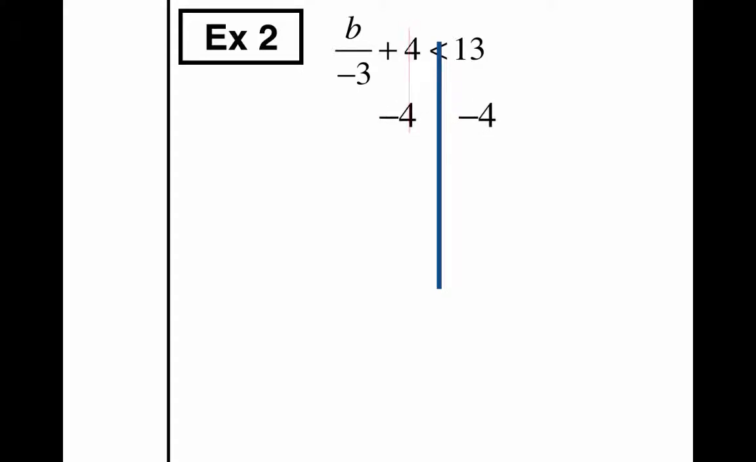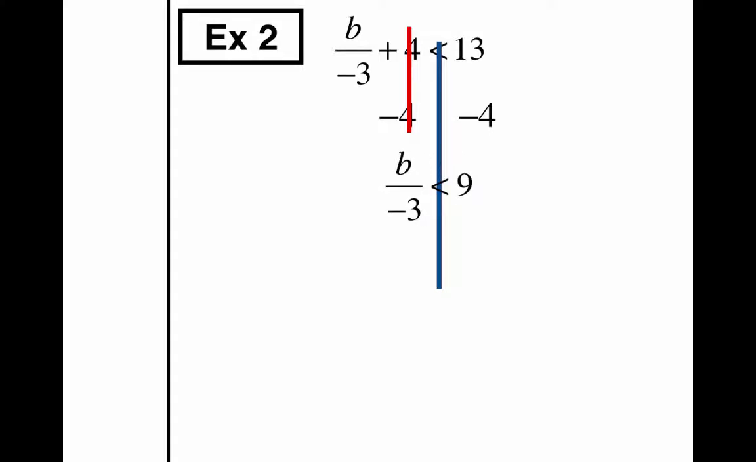Example 2. This example is going to be solving for b. So we are going to solve b over negative 3 plus 4 is less than 13. So let's solve for b. Well, line down the middle. First, we've got to get rid of the 4, so we're going to take the 4 away. 13 take away 4 is 9. So we get b over negative 3 is less than 9.